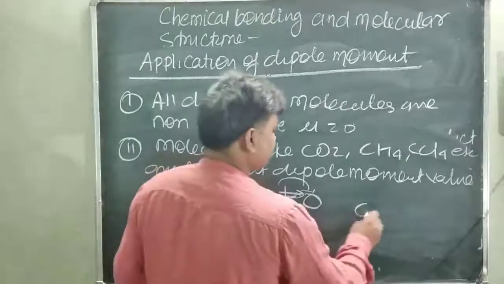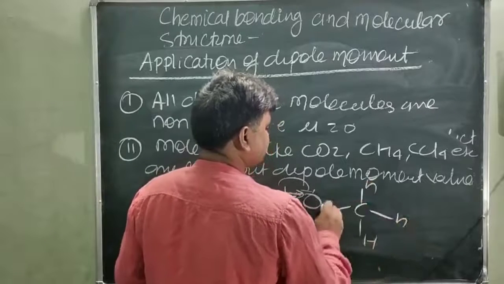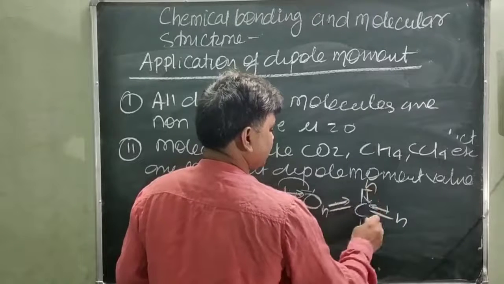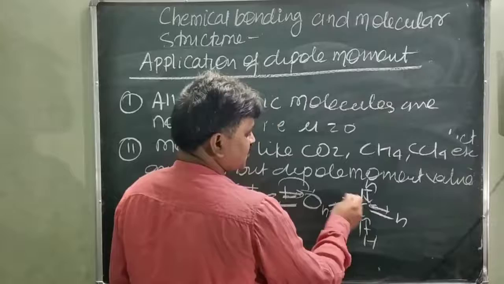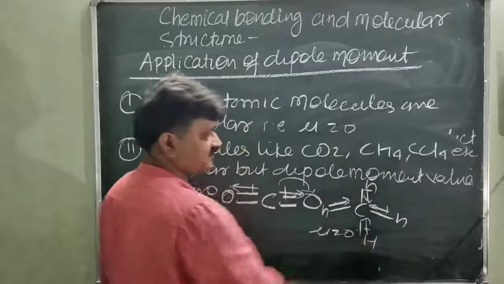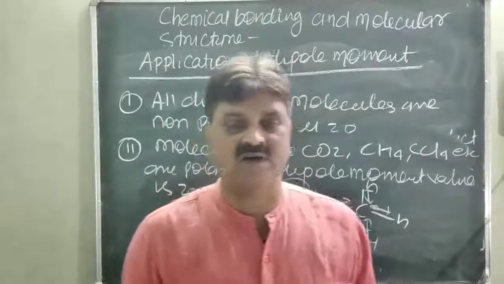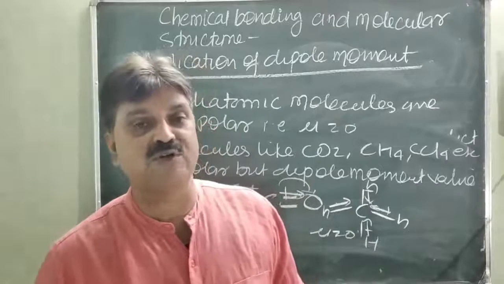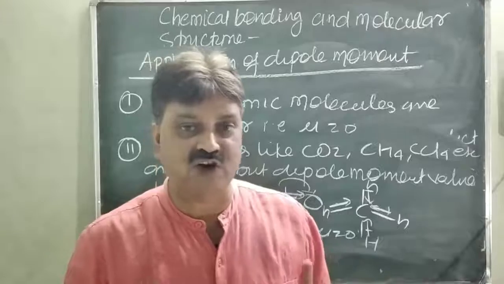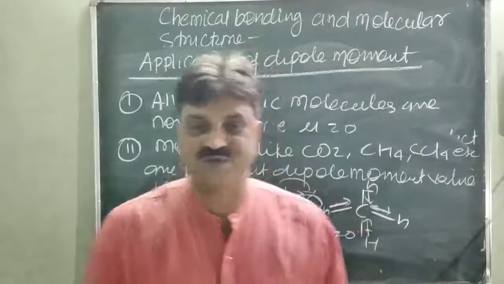Similarly, in CH4 the bond dipoles coincide with each other, so there is no net movement of electron in methane, so it also has dipole moment 0. So such molecules having no displacement of electron overall in a covalent compound have dipole moment 0, which means they are non-polar. Is it clear? Another kind of examples we are taking.